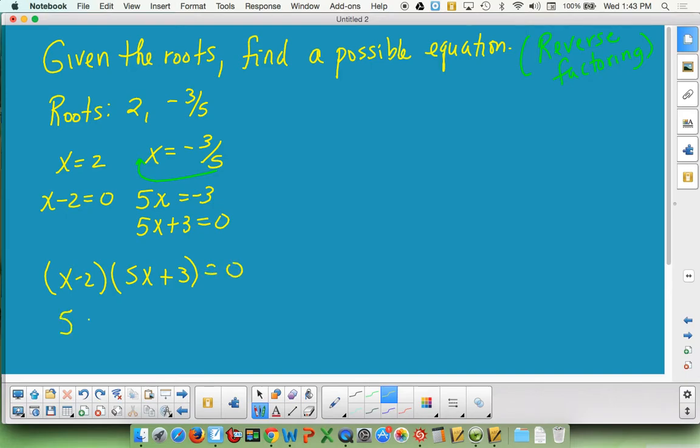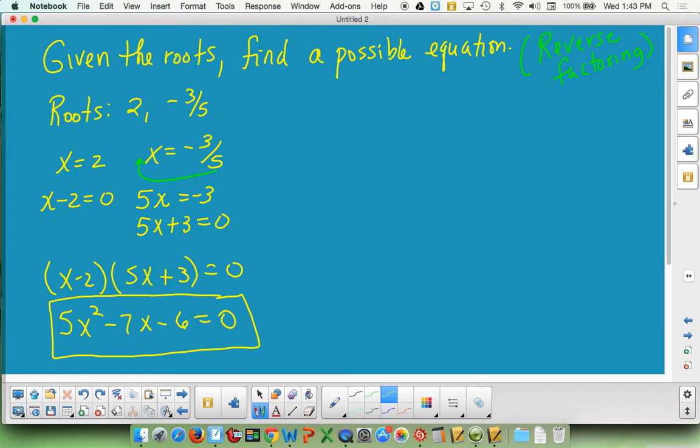And if I FOIL that, I'm going to get 5x squared minus 7x minus 6. I did the middle terms in my head, and there would be my new equation. Be sure you put an equal 0 on it, because it's not an equation if you don't have an equal sign. Now, why did I say a possible equation? Well, that's one answer, but I could take that equation times 2, and those would still be the roots. I could take that equation times negative 53,000, and those would still be the roots. So there's lots of possible equations that would be true. This is probably the simplest.